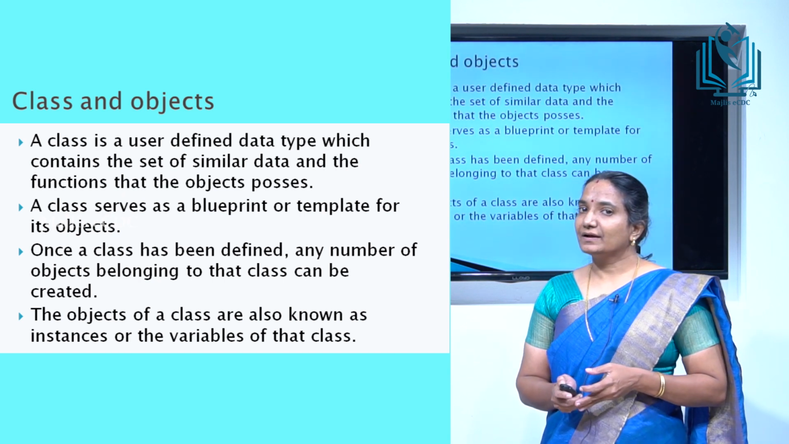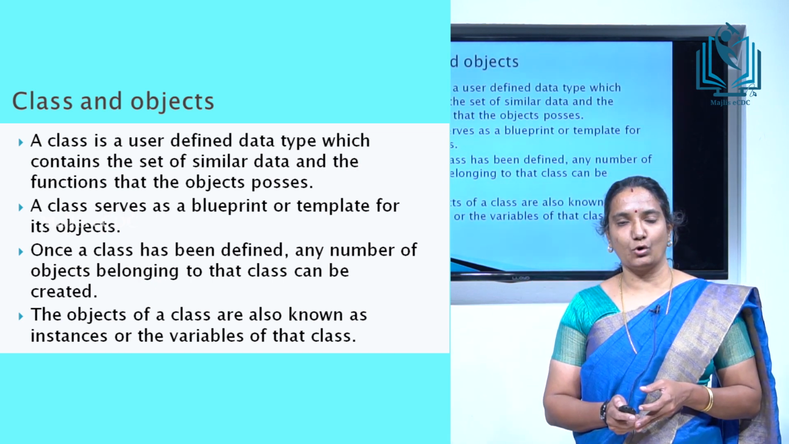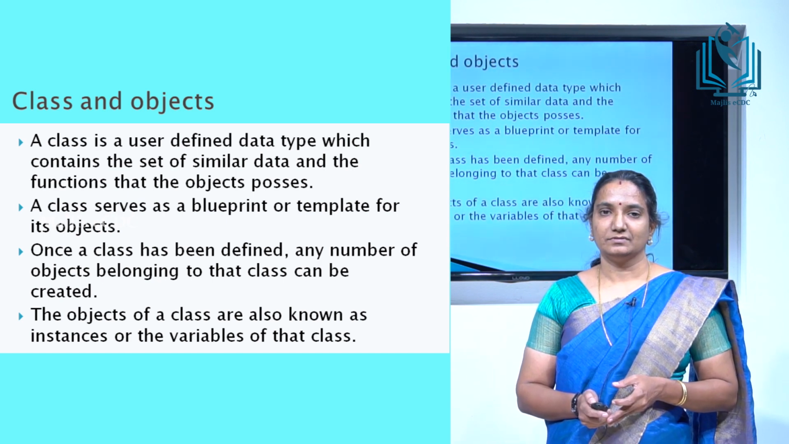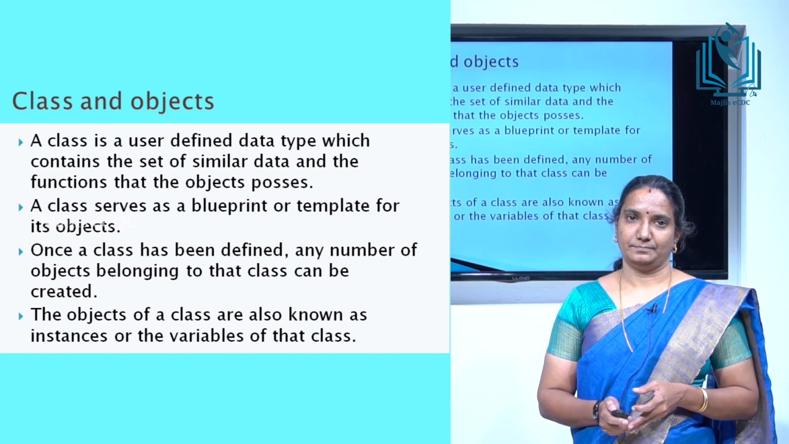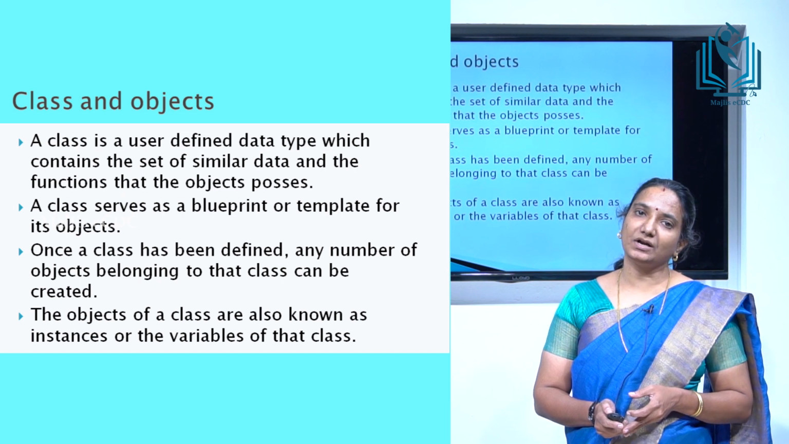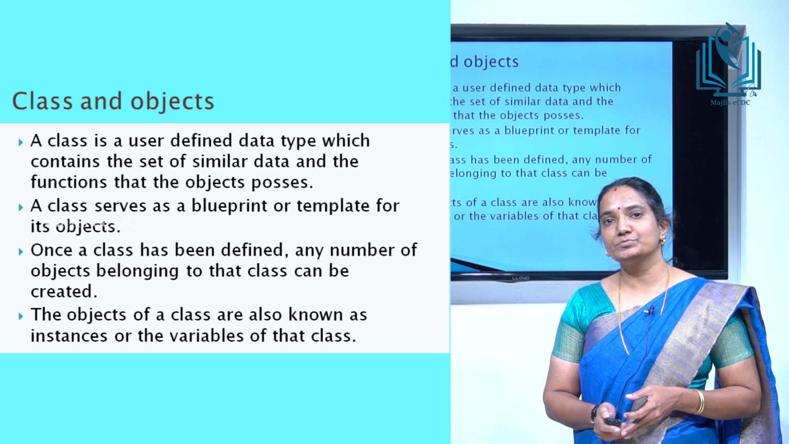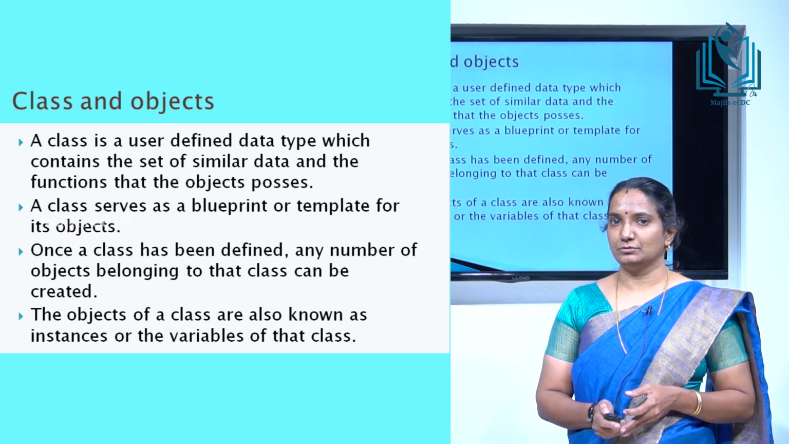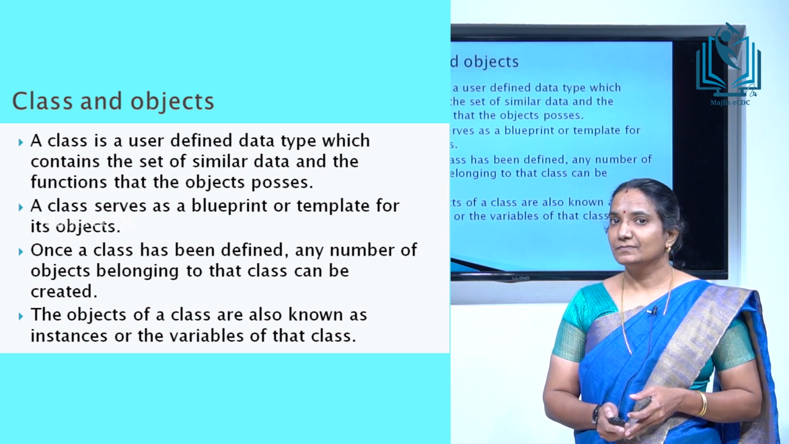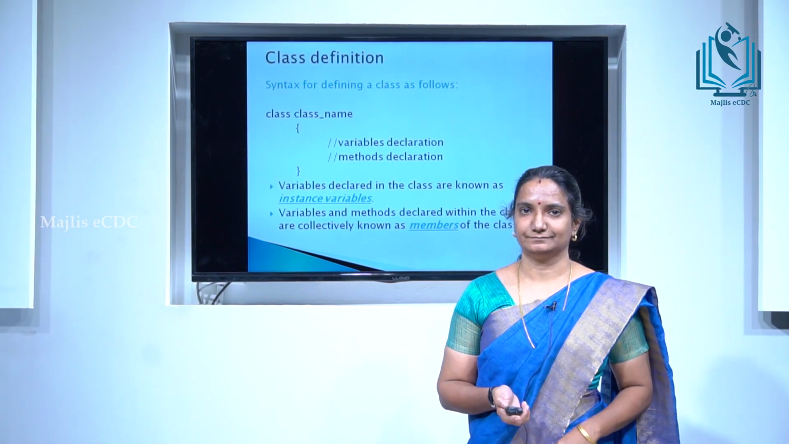Next, a class is a blueprint or template of its objects. It means that a class is simply a structure. There is no memory allocation. Once a class is defined, we can create one or more objects belonging to that class. The objects of a class are known as variables or instance objects. That's all about what is class and objects.